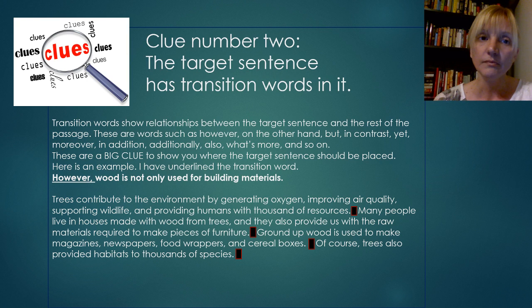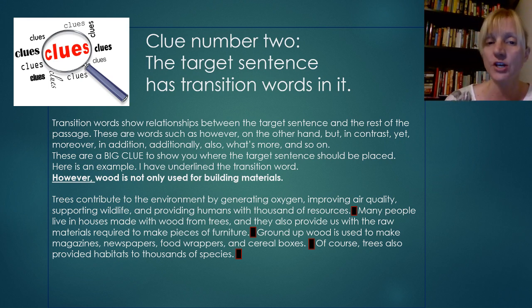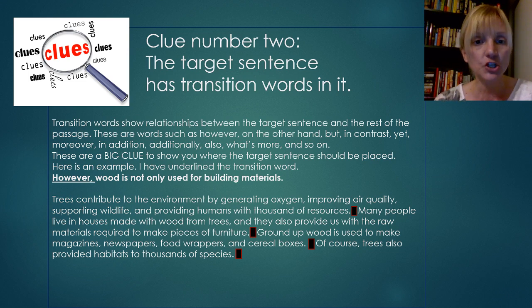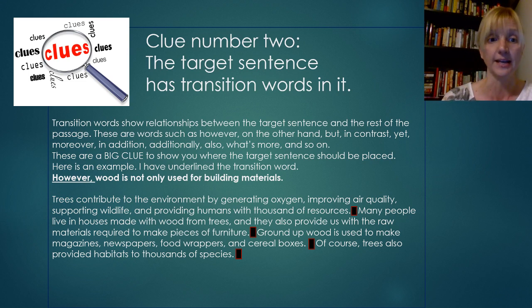Okay. The next clue is if the target sentence has transition words in it. Transition words show relationships between the target sentence and the rest of the passage. These are words such as however, on the other hand, but, in contrast, yet, moreover, in addition, additionally, also, what's more, and so on. Now, these are big clues. They show you where the target sentence should be placed.